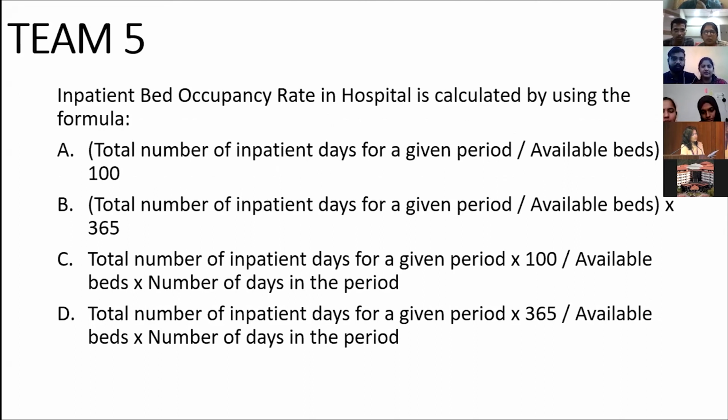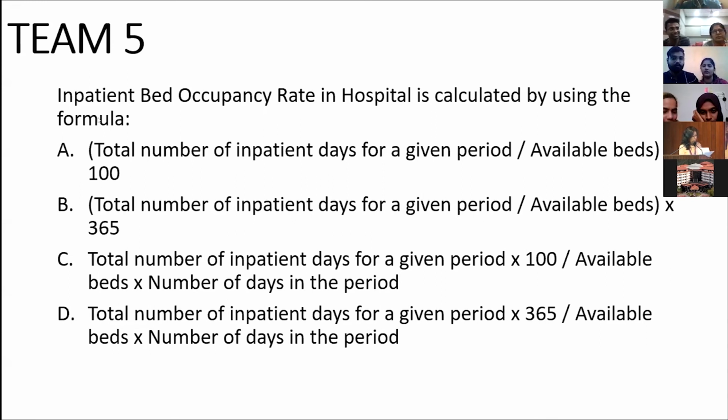Inpatient bed occupancy rate in hospital is calculated by using the formula. Team 3, we can't hear your response. Answer is A. Total number of inpatient days for a given period divided by available beds into 100. It's C. Total number of inpatient days for a given period multiplied by 100 upon available beds into number of days in the period. It's C. So you get 0 points for this.